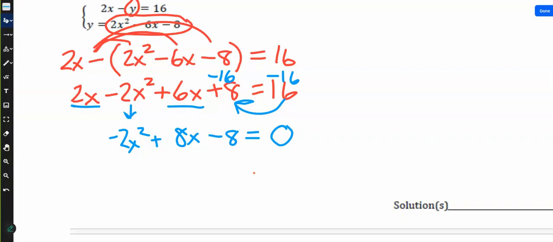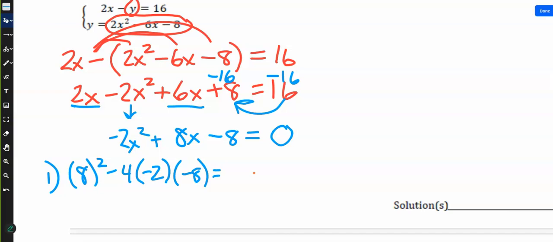So then we could do our b squared. So step number 1, b squared minus 4 times the a value times the c value. So let's see here. 64 minus 64 is a big old 0, right?